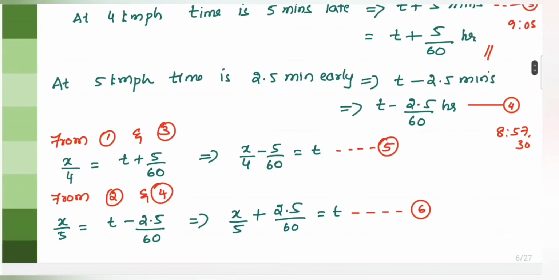And from this case also, time taken is t plus 5 by 60. So in both the cases you have time taken, right? This is also time taken, this is also time taken at 4 km per hour. So we'll equate both of them, right?